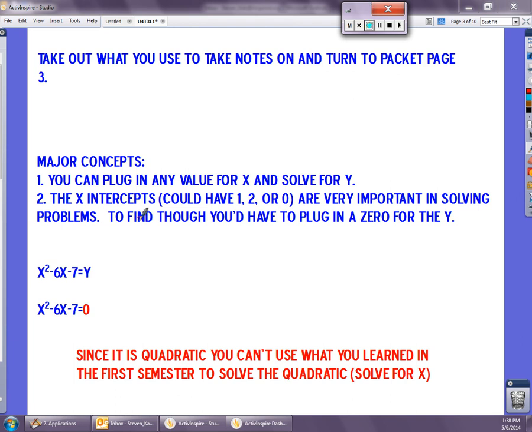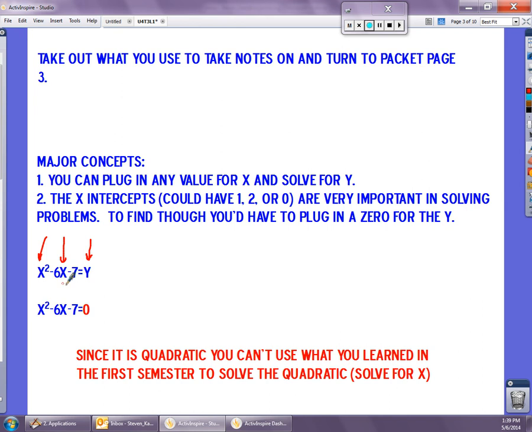These were the major concepts, but basically what we were saying was that when you have an equation, you could plug whatever you want in for y and solve for x, or you can plug things in for x as long as you do it in both places, and you can get the y value. The x-intercepts are really important in solving a lot of these problems. We call the x-intercepts the roots. They're essentially the solution to the equation.